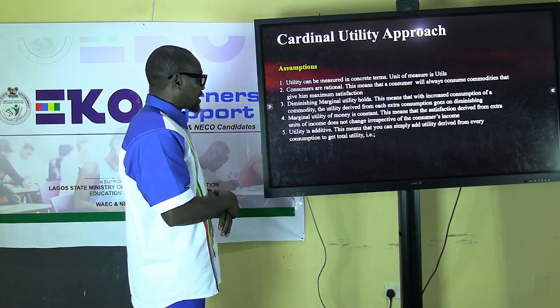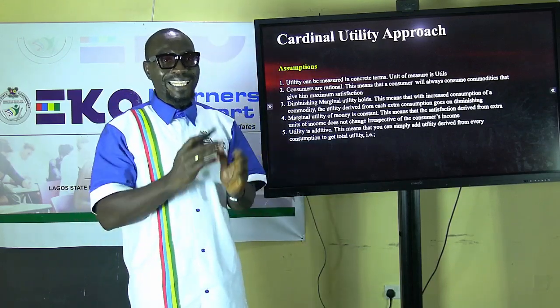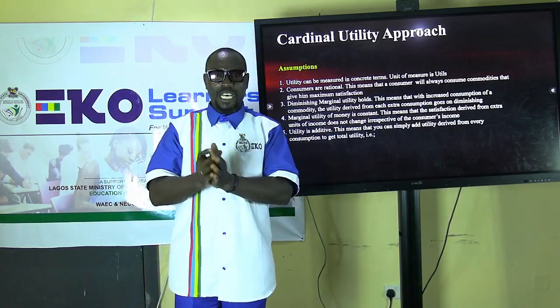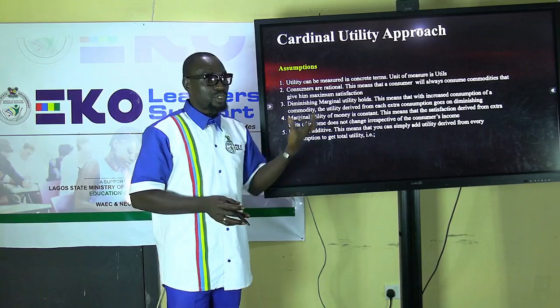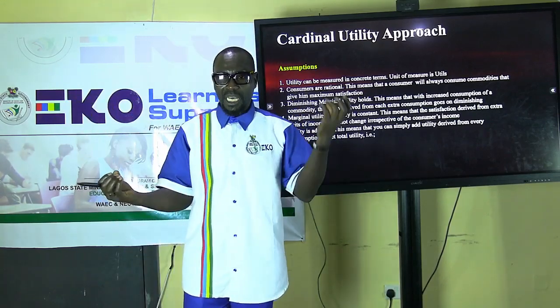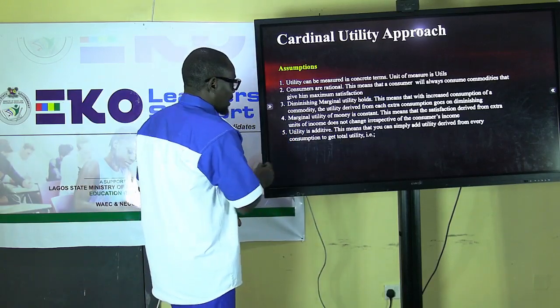Okay? Utility is additive. We saw this also in the previous session, meaning you can add units of utility the way you add units of physical products. So you can have utility 1, utility 2, utility 3, and then have total utility as utility 1 plus 2 plus 3, as seen here.